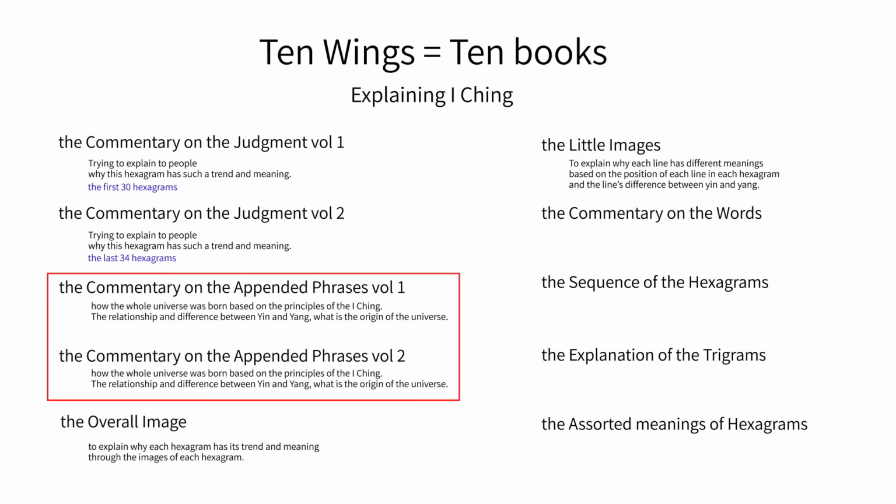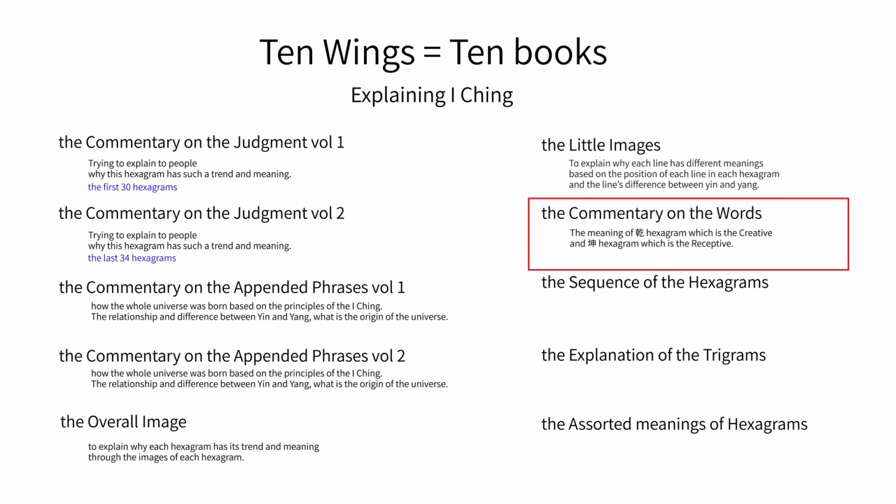The commentary on the appended phrases volume 1 and volume 2 record how the whole universe was born based on the principles of the I Ching, and the relationship and the difference between yin and yang. What is the origin of the universe?